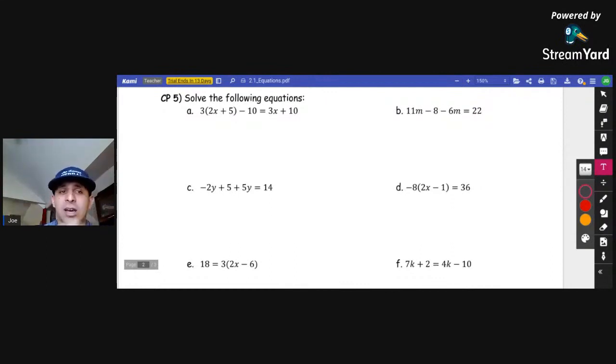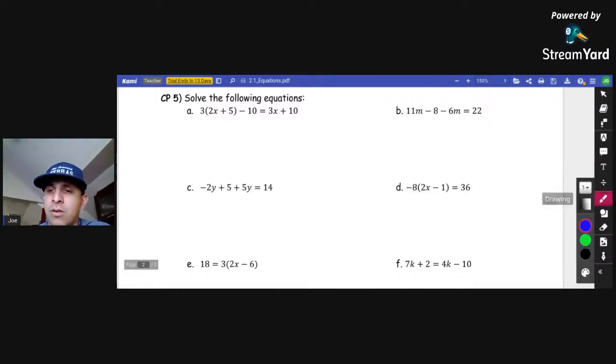I'm going to start with 5a. And as I said before, I'm not going to do all of these. I put in a plethora, so that way you have some examples to work off of. But I will model a few of them and talk through the thought process and reasoning.